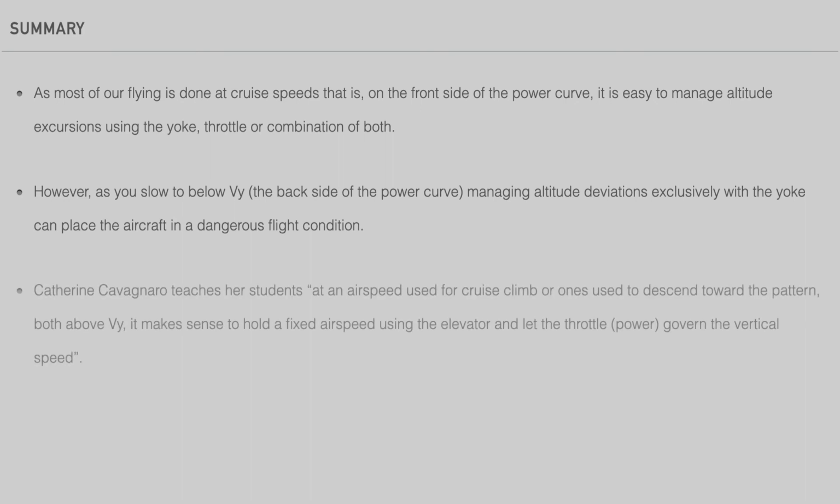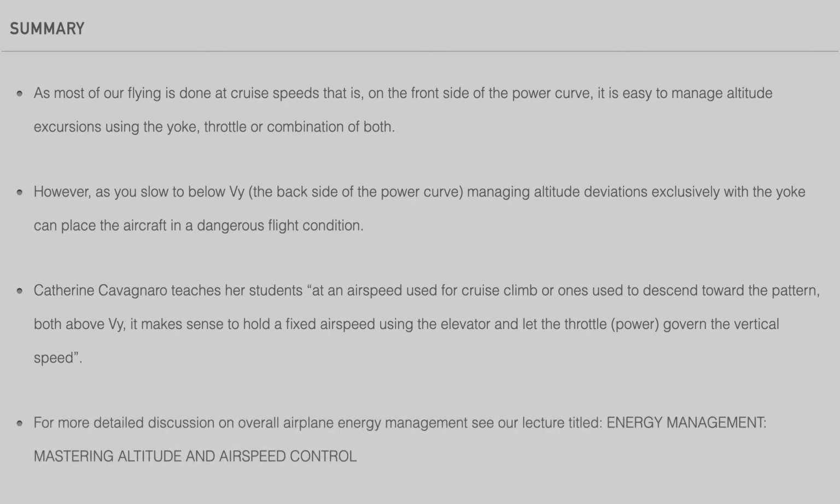In this article, Catherine Cavagnaro explains that she teaches her students at an airspeed used for cruise climb, or ones used to descend toward the pattern, both above Vy, it makes sense to hold a fixed airspeed using the elevator and let the throttle or power govern the vertical speed. For a more detailed discussion on overall airplane energy management, see our lecture entitled Energy Management, Mastering Altitude and Airspeed Control.